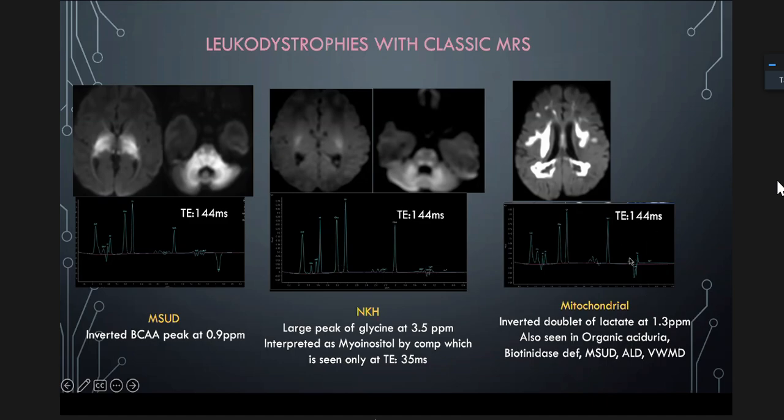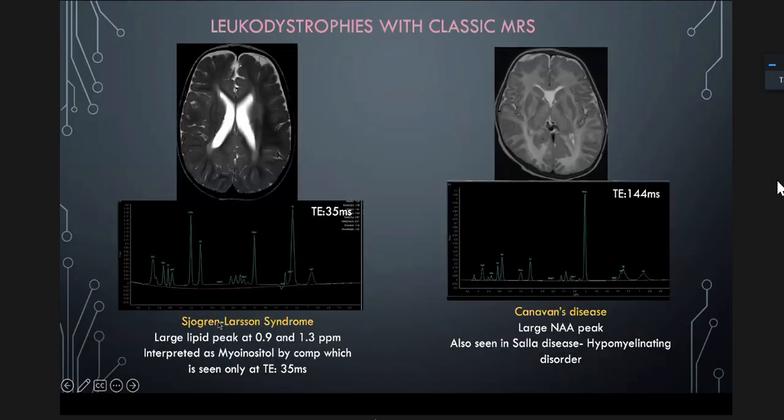And in mitochondrial disease, we have this inverted lactate peak at 1.3 ppm. Then Sjogren-Larsson, we saw this large lipid peak at 35 milliseconds. And in Canavan's disease, we have a large NAA peak. Now, large NAA is also seen in Salla disease, which is a hypomyelinating disorder, but I don't want to confuse you all. So just remember that Canavan's will have a big NAA peak.